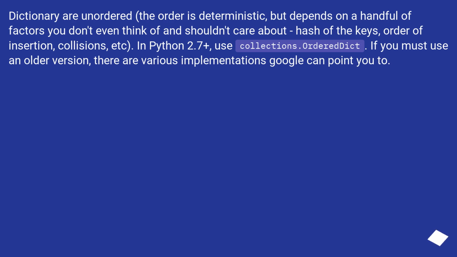Dictionaries are unordered. The order is deterministic, but depends on a handful of factors you don't even think of and shouldn't care about: hash of the keys, order of insertion, collisions, etc. In Python 2.7+, use collections.OrderedDict. If you must use an older version, there are various implementations Google can point you to.